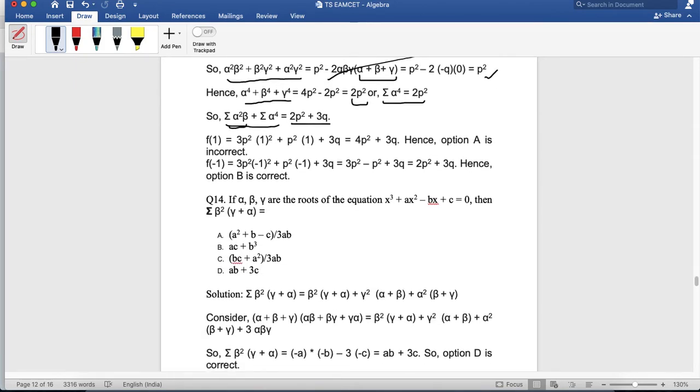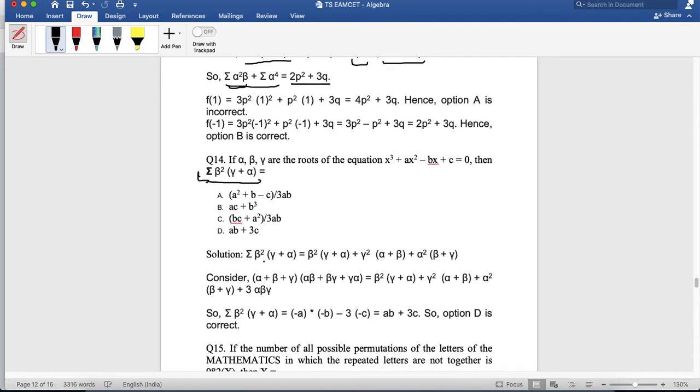Now a similar kind of problem over here. If alpha, beta, gamma are roots of this equation, then this. Like I said, it's better if you remember these formulas. We have time, so we can compute the value. We can expand the expression.